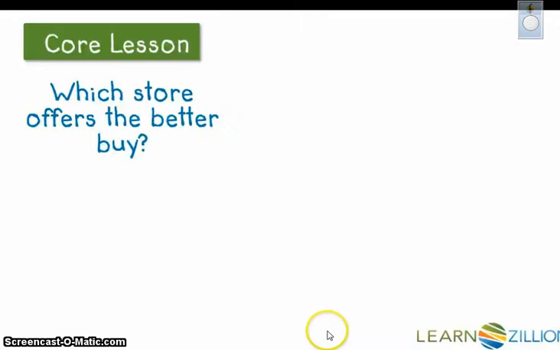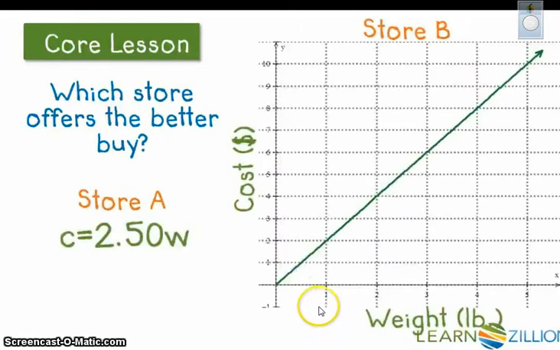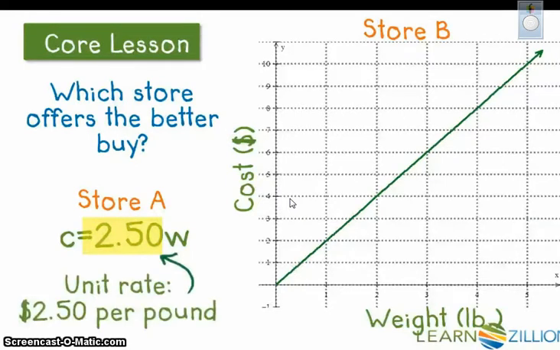Okay, so which of these 2 stores offers the better buy? Store A's pricing is represented by this equation, and store B by this graph. Let's figure it out by comparing the unit rates. The unit rate for store A is $2.50 per pound. Store B has a graph.